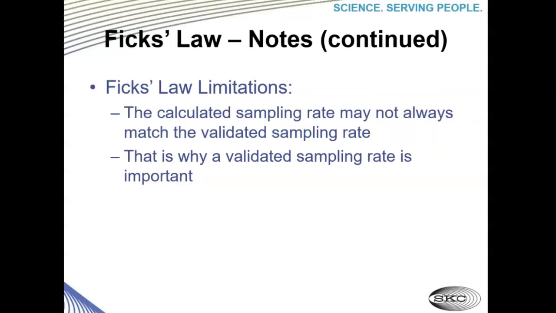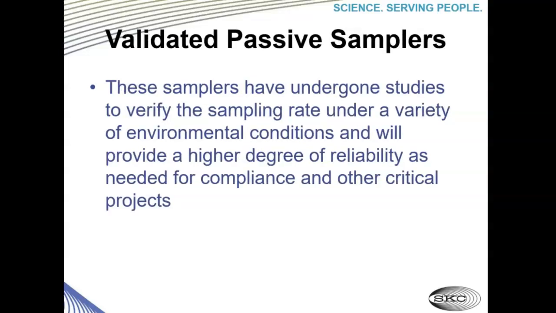Fick's law also has limitations, and that is the calculated sampling rate may not always match a validated sampling rate. That is why a validated sampling rate is important. A validated passive sampler has undergone studies to verify the sampling rate under a variety of environmental conditions and will provide a higher degree of reliability as needed for compliance and other critical projects.